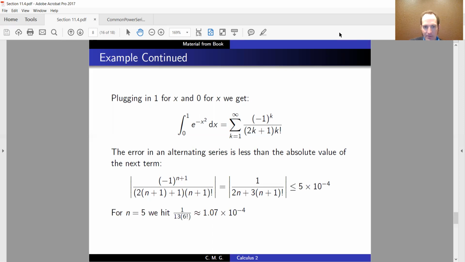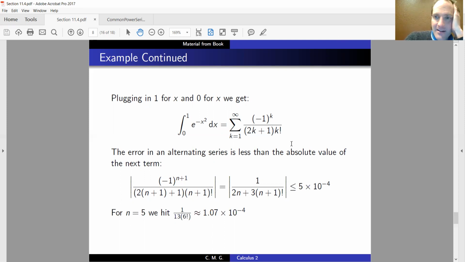So at n equals 5, what I get is 13 times 6 factorial. 1 over that is approximately 1.07 times 10 to the negative 4th. That's smaller than 5 times 10 to the negative 4th. If I plug in 4, I don't get something smaller than 5 times 10 to the negative 4th. So this is the first point where I cross over that threshold. So 5 is the right value that I need to take.